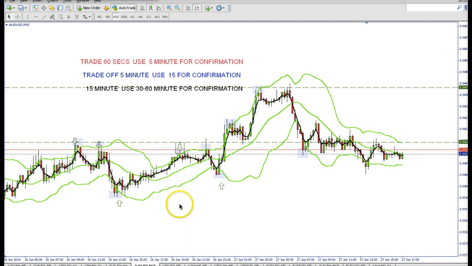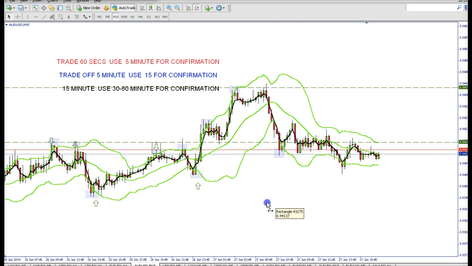With Bollinger Bands, and this is a trading strategy that works very well with binary options because you're just looking really for 1 pip to be in profit, and as long as you choose the correct expiry date, then you're going to be fine.